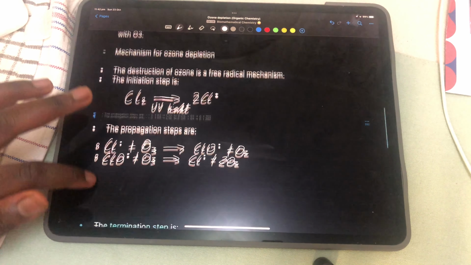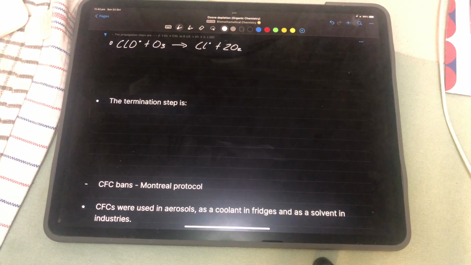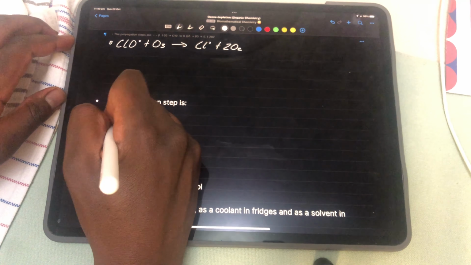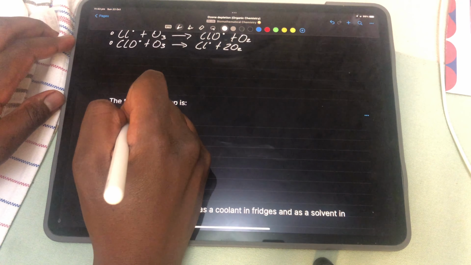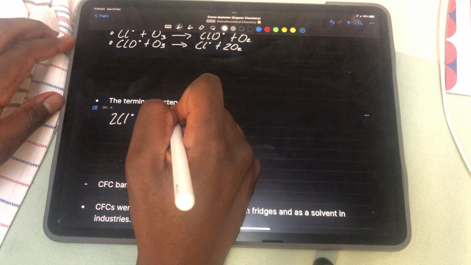The final step is called the termination step. In the termination step, you have free radicals on the reactant side of your equation, and on your product side you'll have no free radicals. So it's the opposite of your initiation step, which makes sense: termination, the ending of it. So two Cl free radicals, for example, can react together to form Cl2.